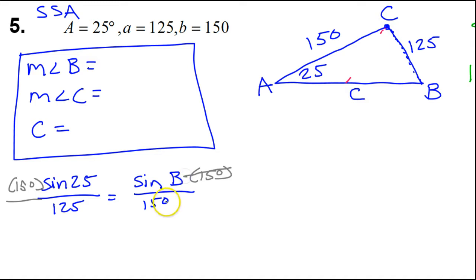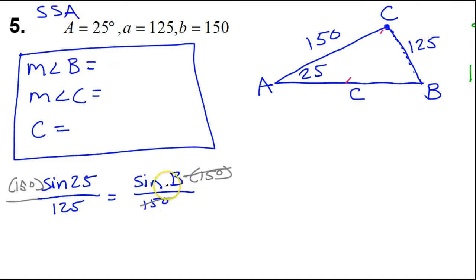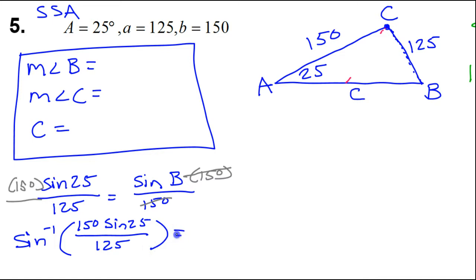Okay, that way these 150s will cancel each other out. So this gives me the sine of B equals all of this. But I want the actual angle B, not just the sine of B. So if I want angle B out of this, I need to do the inverse sine. So I need to do the inverse sine of all of this, and that should give me angle B.